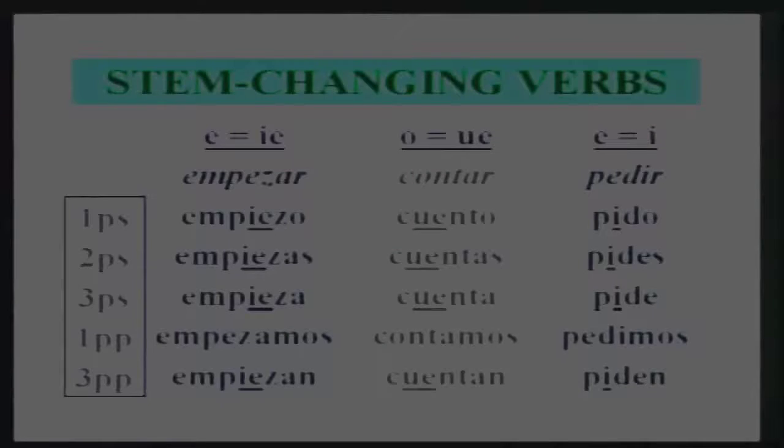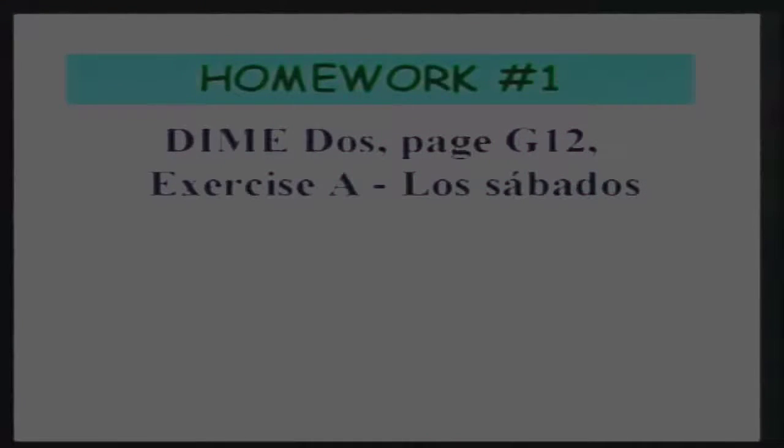So as you can see on page G11, it gives you an example of how to conjugate those verbs. To practice, let's do for homework number 1, the next page, G12, exercise A. So if you'll turn to G12, exercise A, let's read together the instructions.